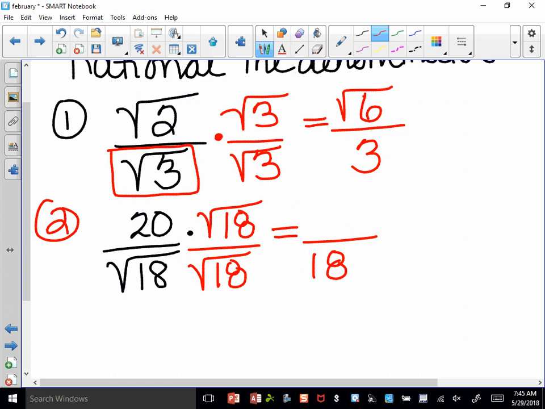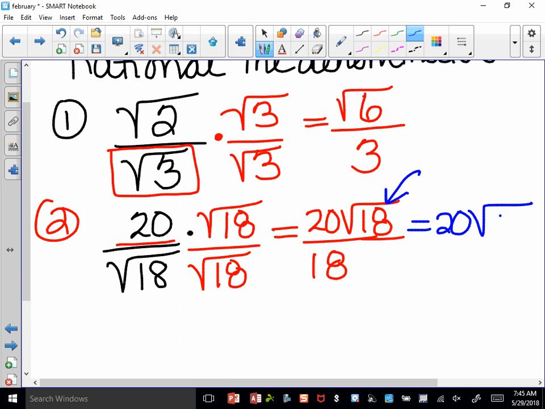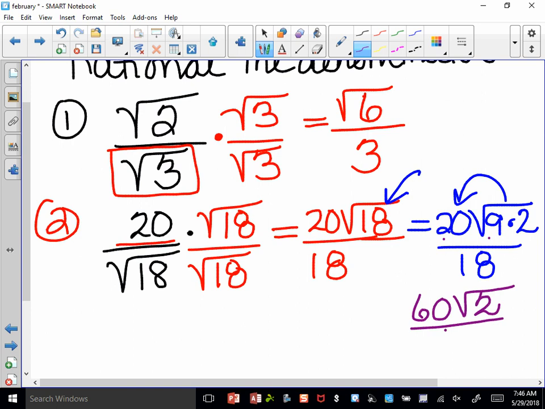And so at the top, since this number is outside of the radical, I'm going to have 20 rad 18. But 18 is not in simplest form because it has a perfect factor of 9 in it. So obviously you're now going to simplify the 18, take out 9. And I'll just go ahead and break it down first to 9 times 2 so you can see all the steps. So now when I take the square root of 9 out, what is the square root of 9? 3. So what is 20 times 3? So 60 rad 2 over 18.